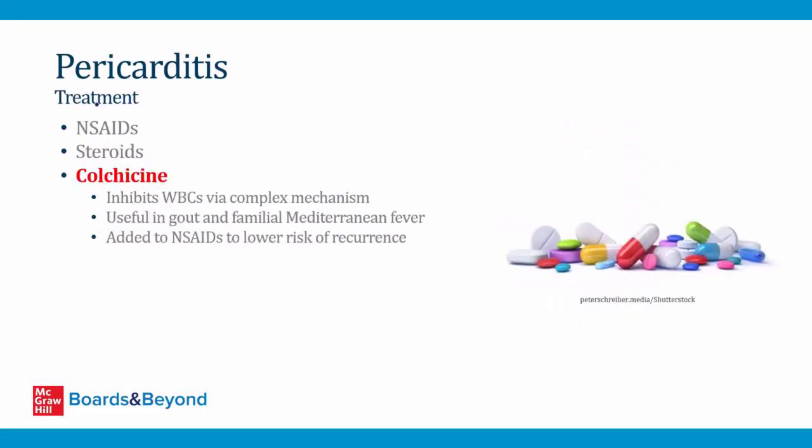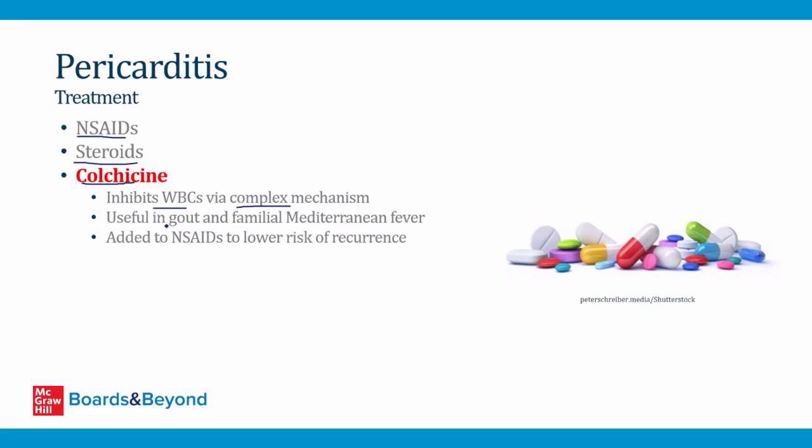The treatment for pericarditis is with anti-inflammatory drugs. So NSAIDs can be used, drugs like ibuprofen and naproxen. Steroids can also be used. And then finally, colchicine, which is a special anti-inflammatory drug, is often used in pericarditis. This drug inhibits white blood cell function by a complex mechanism. We don't really completely understand how colchicine works, but it has basically 3 niche uses that you should know about.